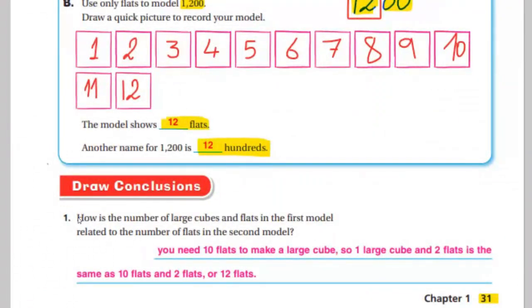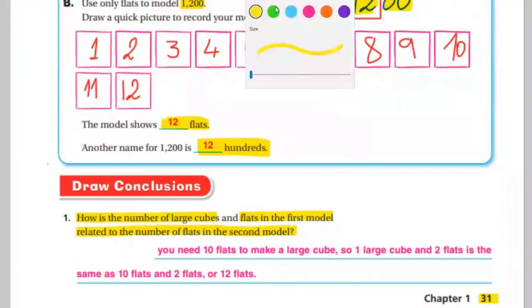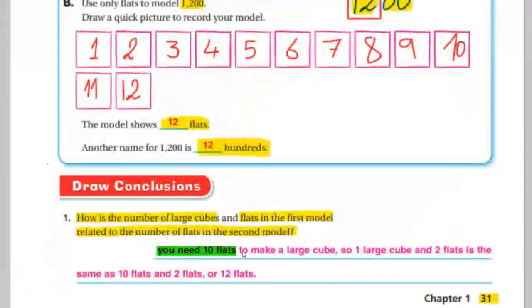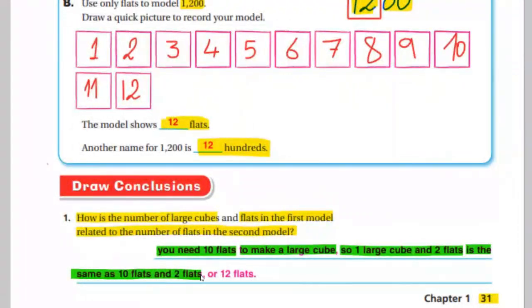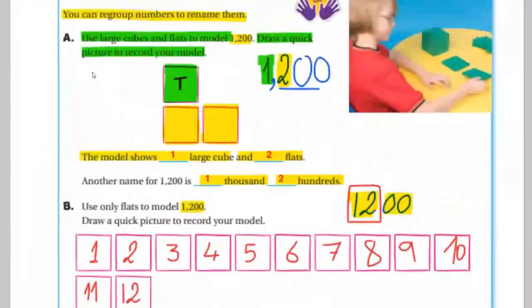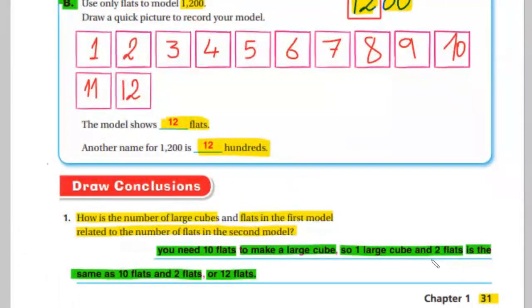Okay, let's have this question. How is the number of large cubes and flats in the first model related to the number of flats in the second model? Okay, let's read this answer. You need 10 flats to make a large cube, as we studied before in the first lesson of our math lessons. So 1 large cube and 2 flats is the same as 10 flats and 2 flats, or 12 flats. Okay, that's the relation between the first model and the second model. Okay, let's move to the next page.